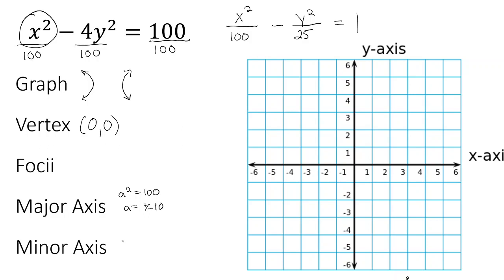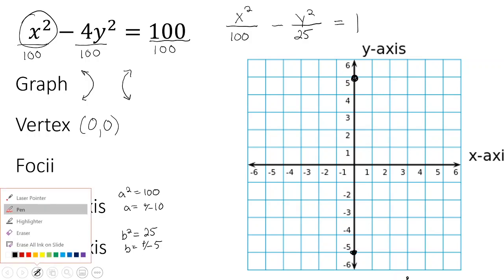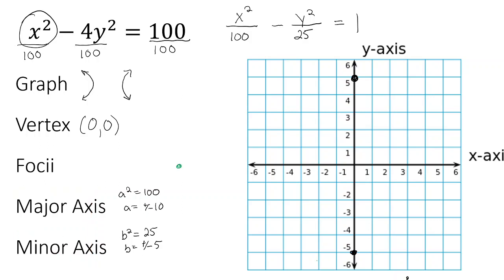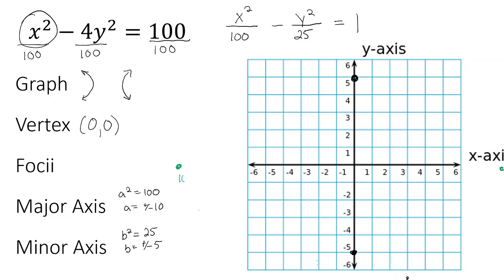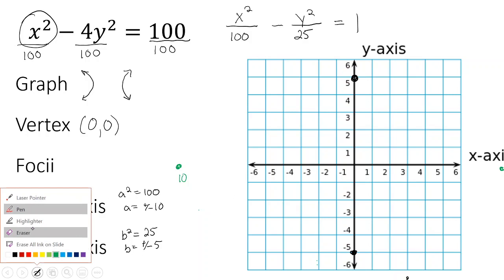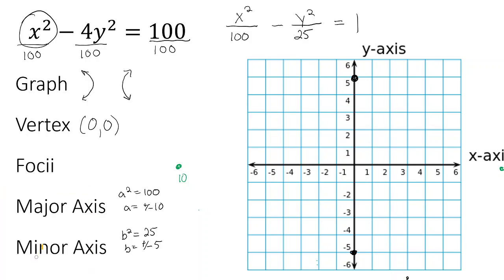Not going to fit on my graph. B squared equals 25. So b equals plus or minus 5. So I'd be going up 5, down 5. I should have put a different graph on here. Out 10 and 10. We're just going to pretend that this is at 10, and then that would create my box.